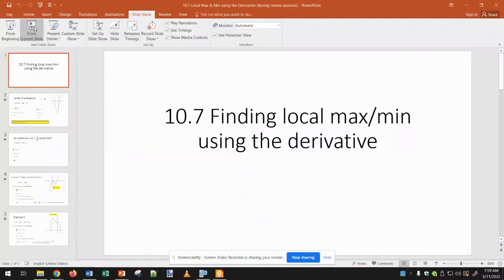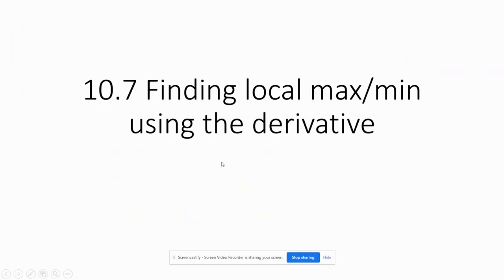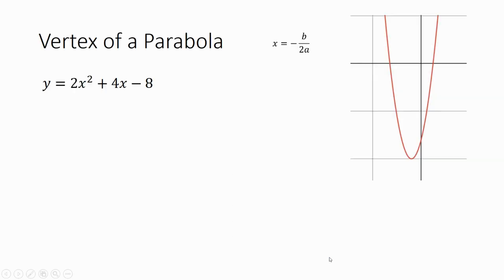All right, so in this video, I'm going to explain how to find local maximum and local minimum using the derivative. So if we have a parabola, we know we can find this minimum point, which is called the vertex, using this formula here, x equals negative b over 2a. So we're going to do that first.